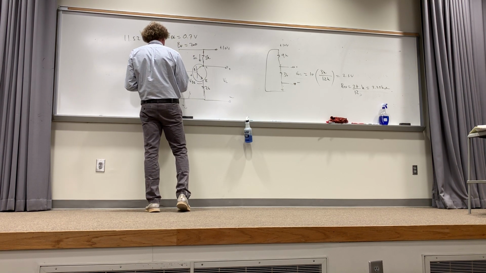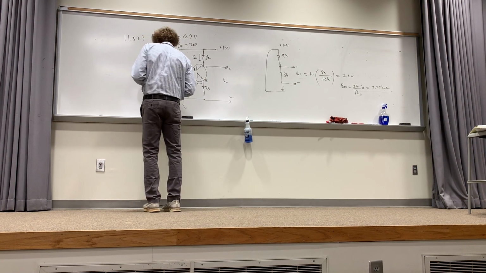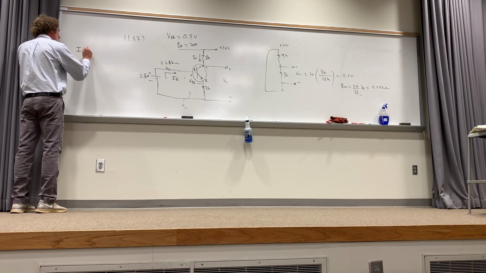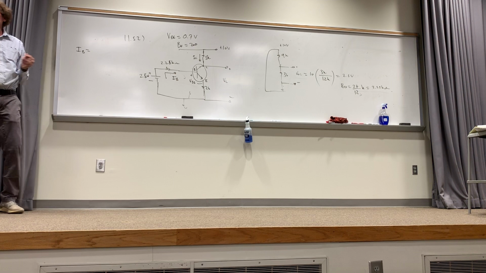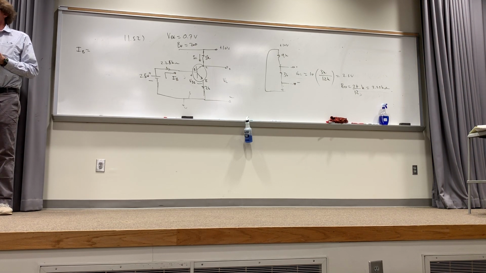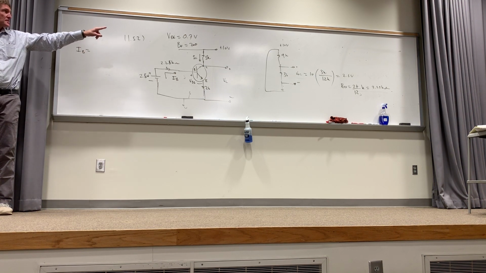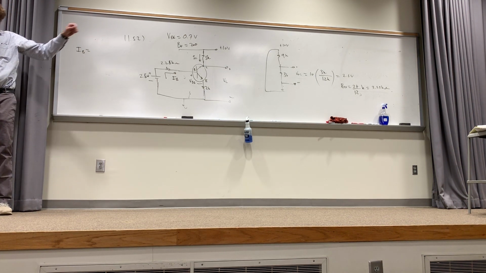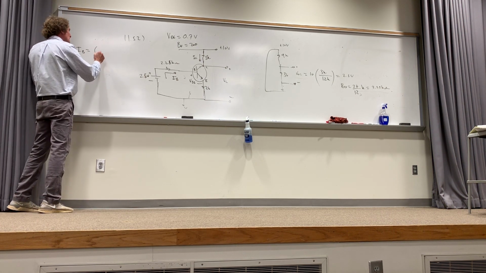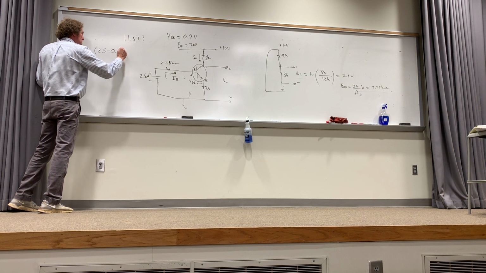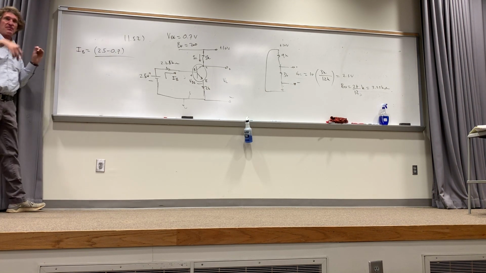What would this base current be based on what we just did? Anyone? Well, let me ask you this. How much voltage is available to drive the current around that base circuit? Anyone? It's got 2.5, but less the 0.7, right? Correct? So the voltage that's available is 2.5 minus 0.7. That's the amount of voltage that's available to drive it.